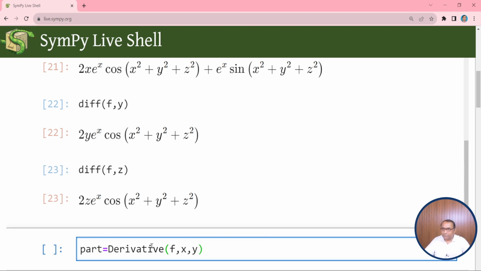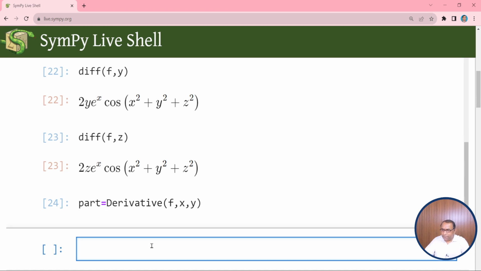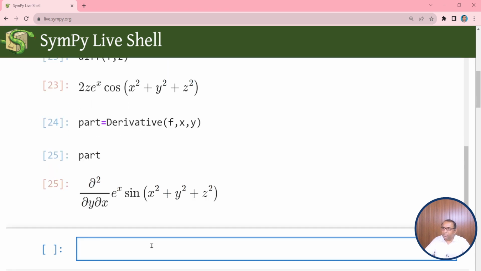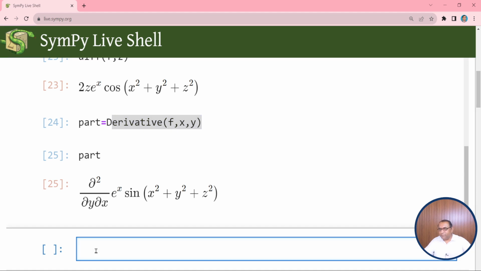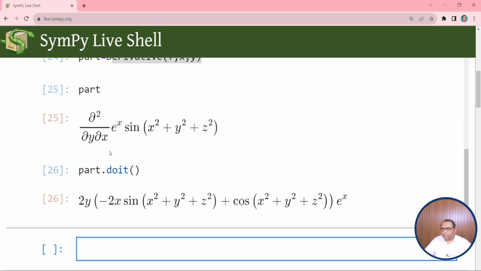When you enter, then print the value, and you can see this expression is converted into the symbolic form. This is the partial derivative with respect to x and with respect to y of the function which we chose at this place. Further, if you want to simplify, this is also quite simple. We use the doit function, doit and bracket, then enter. So this will simplify the above function and return the value.